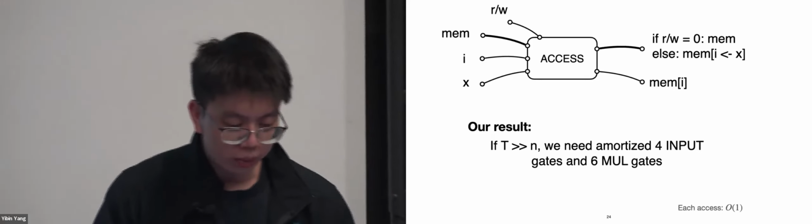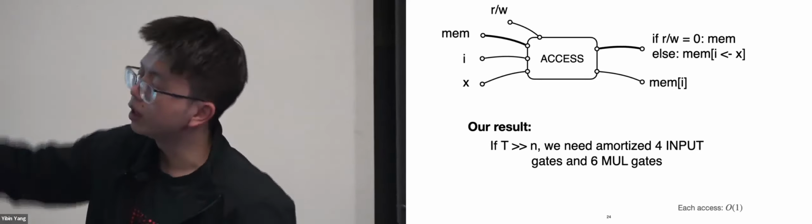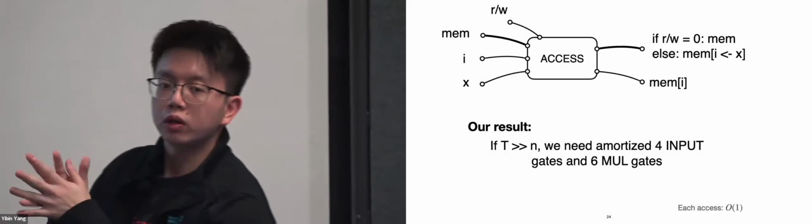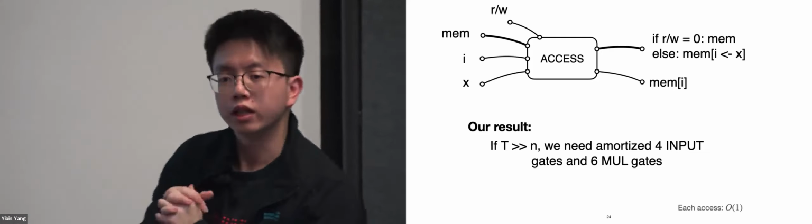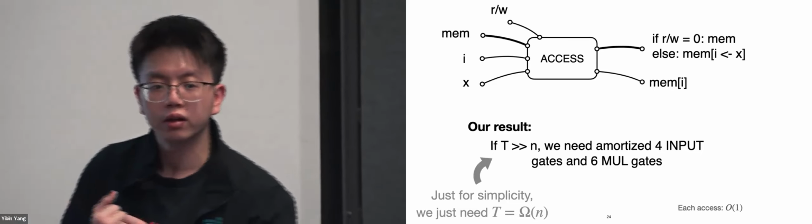And what we show in this paper is that when t is way larger than n, meaning that you have a RAM and you're going to access it many, many more times, we only need, per access, 4 inputs and 6 multiplication gates. So it's basically constant, and a very small constant, just 10. In particular, when I say t is way larger than n, it's just for simplicity. All you need is t is omega of n.